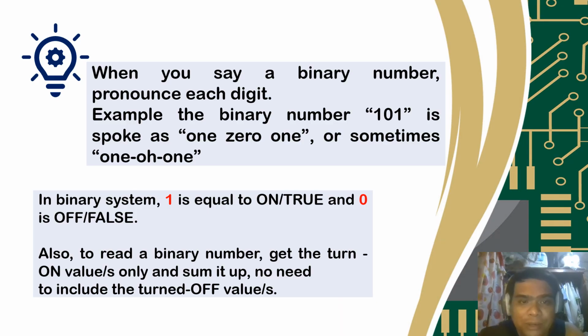When you see a binary number, pronounce each digit. For example, the binary number you can see there is spoken as one-zero-one, not one hundred one. That is how we read numbers in decimal. In the binary system, 1 is equal to on or true and 0 is false. To read a binary number, get the turned-on values only and sum them up. No need to include the turned-off values.